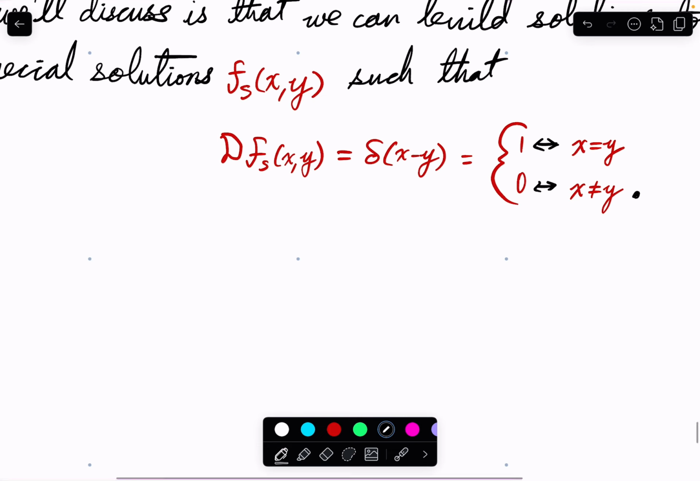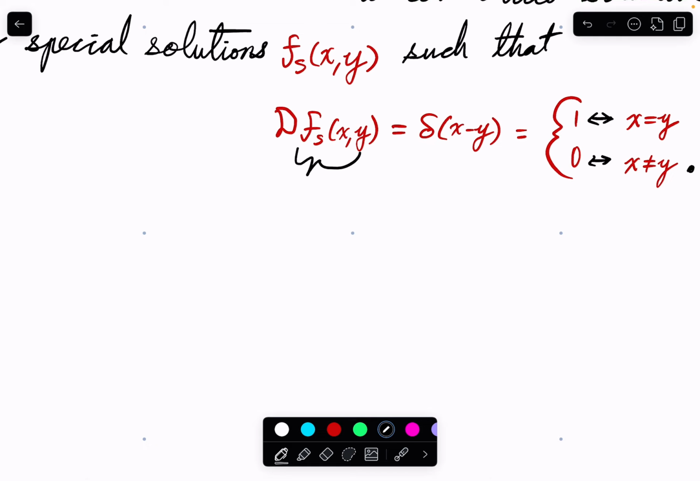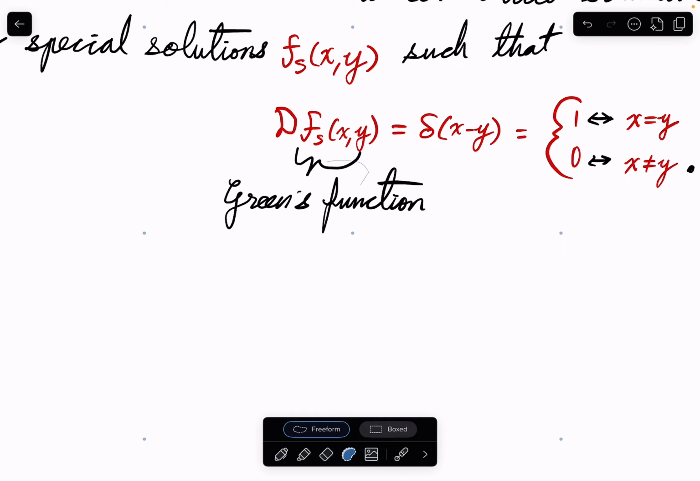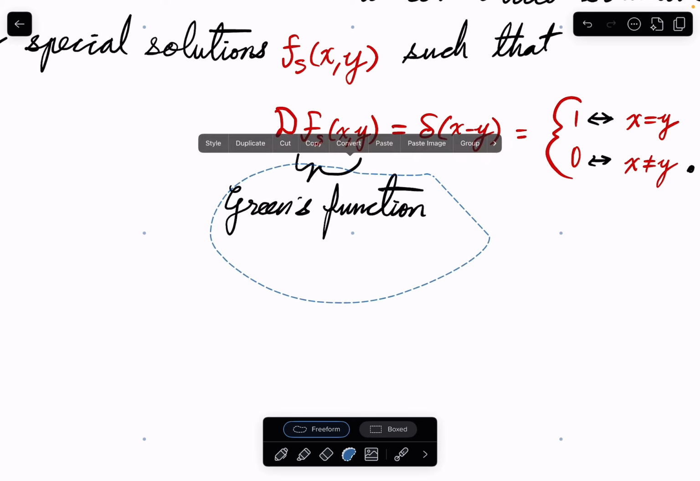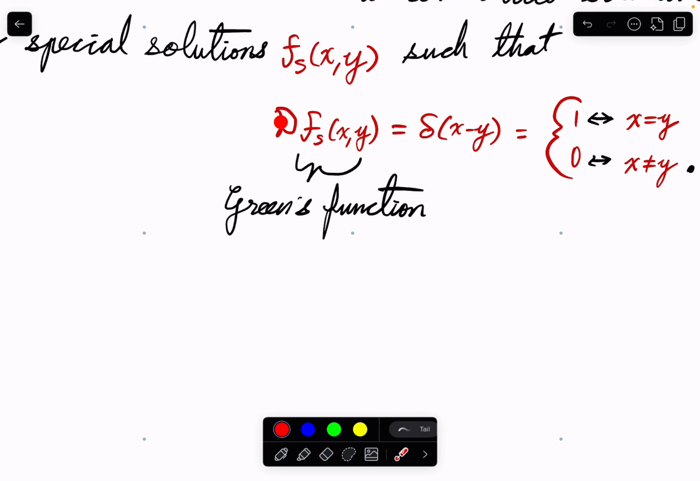So this right here, this f of s, the special solution, this is a Green's function. So a Green's function is some kind of function that when you operate on it with something, you get a Dirac delta. That's kind of the definition of the Green's function. So we will be dealing with these Green functions.